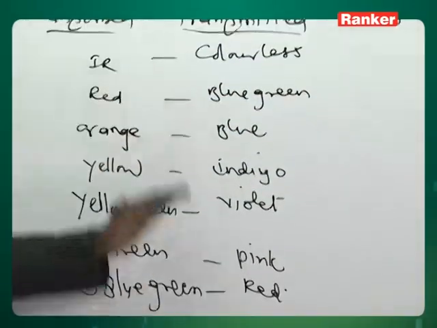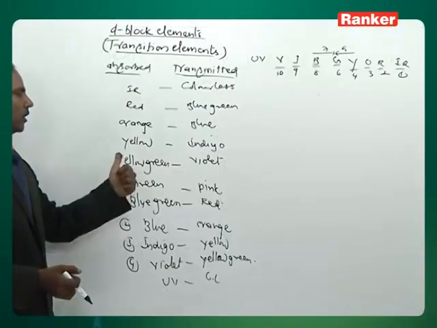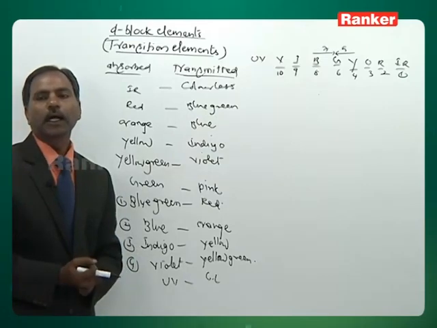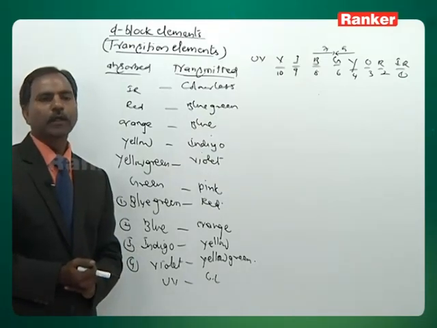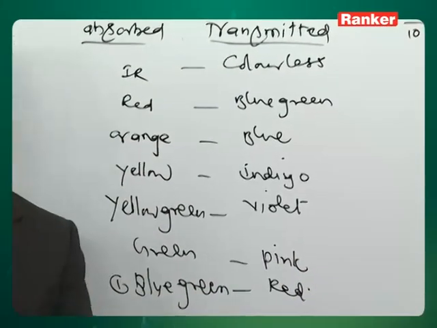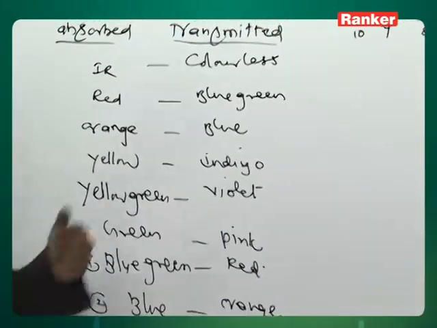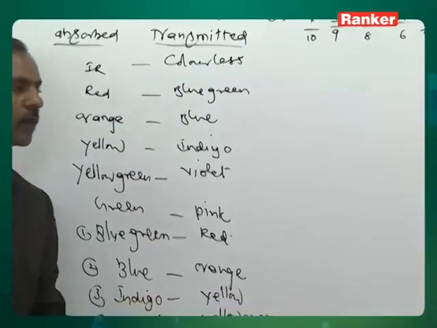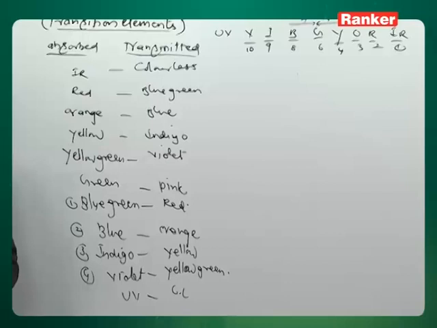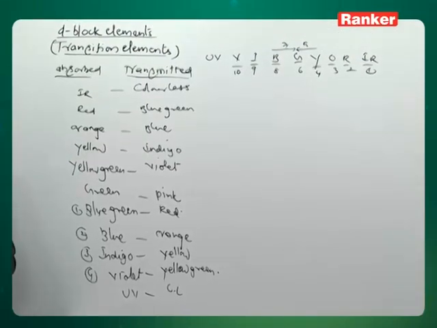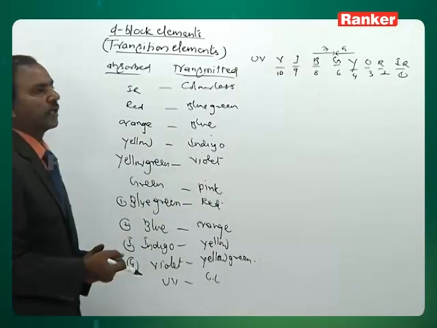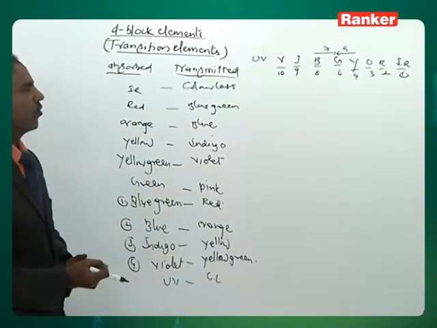So according to this table, we can understand what color is absorbed, what color is transmitted, in what way these are complementary to each other. But the question never appears like if orange is absorbed, what is transmitted. What you are actually understanding from this table is, when a color from longer wavelength region is absorbed, a color from shorter wavelength region is transmitted, and vice versa.